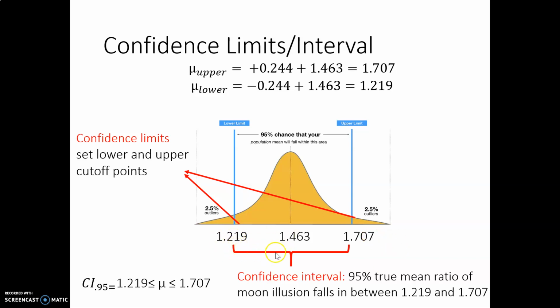And this bracket, right? This range is something we call the confidence interval, and this means we have confidence that 95% of the true mean of the population where our sample comes from, right? That's a colorful population. Remember the drawing. So 95% of the true mean ratio of the Müller-Lyer illusion would fall in between 1.219 and 1.77. Okay, and this range we call the confidence interval. And these two limits, the upper and the lower limits, represent the confidence limits.